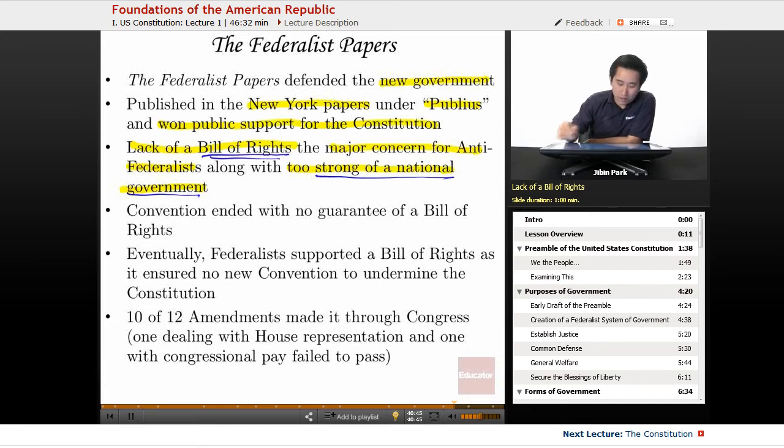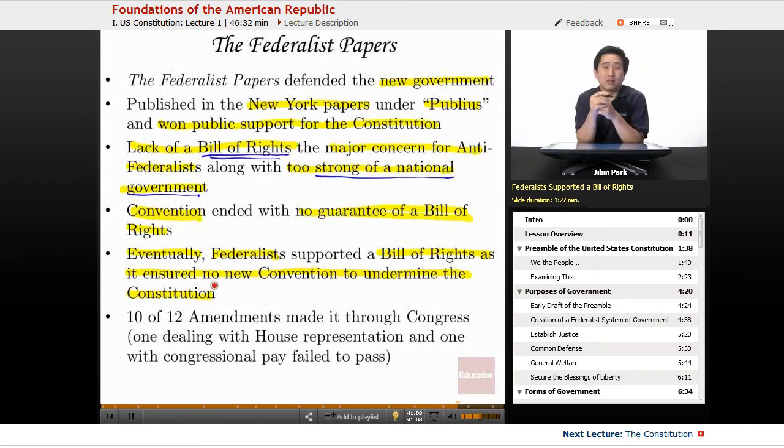And again, the reality was that the convention ended with no guarantee of a Bill of Rights. So it was talked about, but not necessarily guaranteed. Now, what ended up basically crushing the anti-federalists was that eventually the Federalists supported a Bill of Rights, as it basically ensured that no new convention was going to be called to undermine the current Constitution.